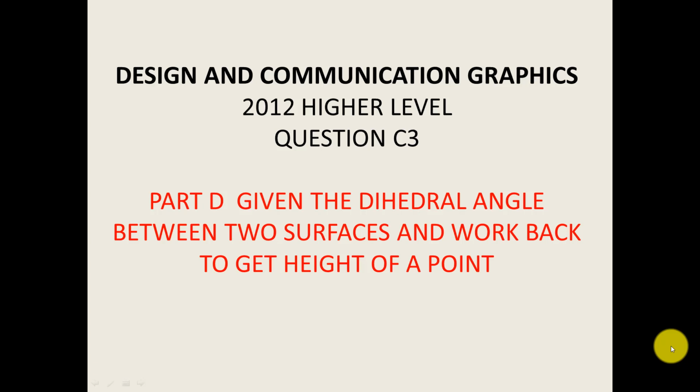Here we will look at the 2012 Higher Level DCG exam question C3, and in this we're going to be looking just at part D of the question, where we're asked to finish off the projections of the structure. It tells us the dihedral angle between surfaces D and F is 120 degrees. Complete the projections of the structure. So it gives us a dihedral angle and we have to work back to find the height of a point.